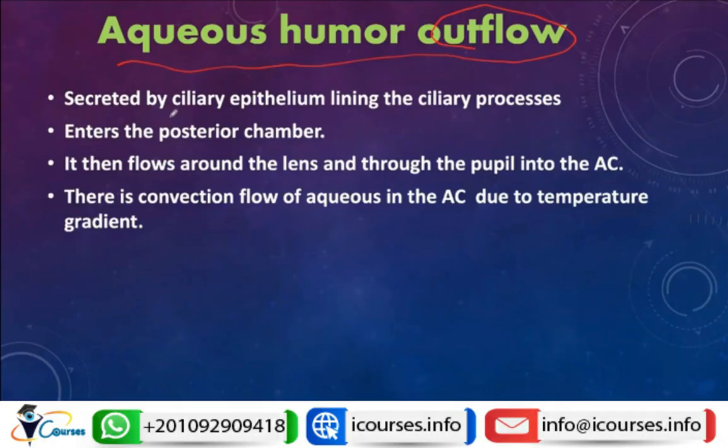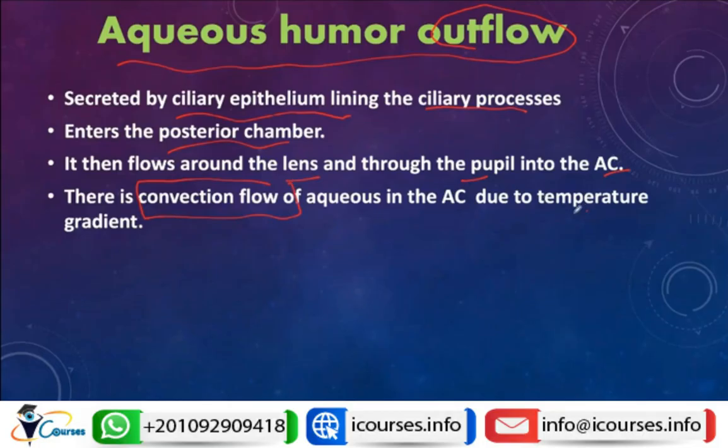As we know, the aqueous will be secreted from the ciliary epithelium, lining the ciliary process, and then it enters the posterior chamber, flows around the lens and through the pupil to reach the anterior chamber. Then the aqueous itself will undergo what's called convection current. What is the convection current or convection flow within the anterior chamber?